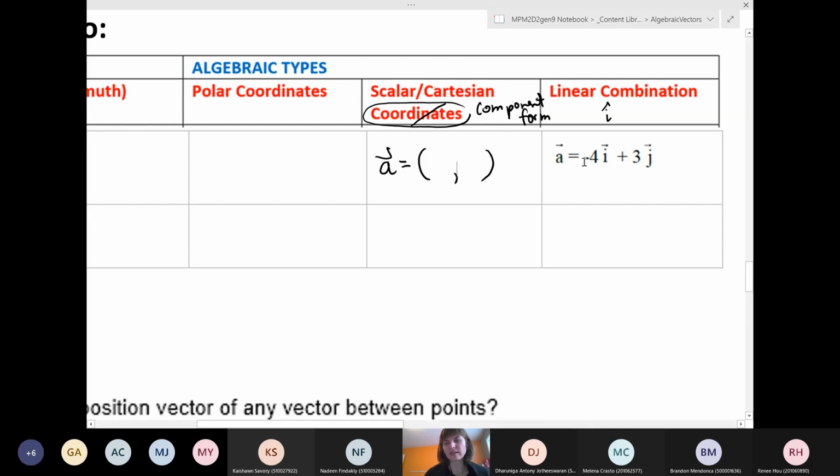In the x direction is the i vector, which is -4, stretch, comma. In the y direction, which is the j vector, it is 3. That's it.